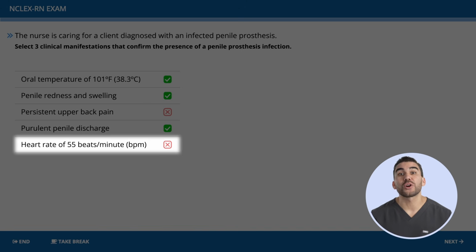And the last one is incorrect here. Heart rate at 55 beats per minute. We would expect tachycardia in the presence of the infection.